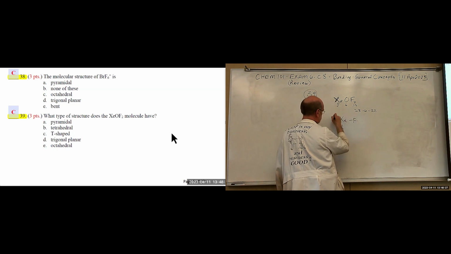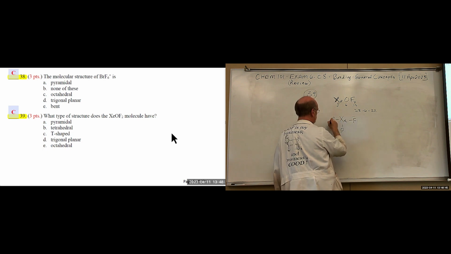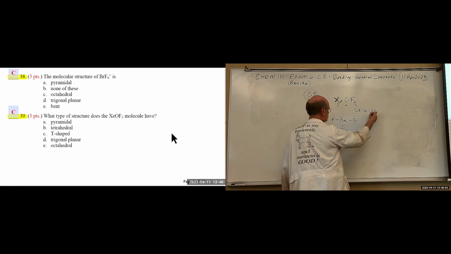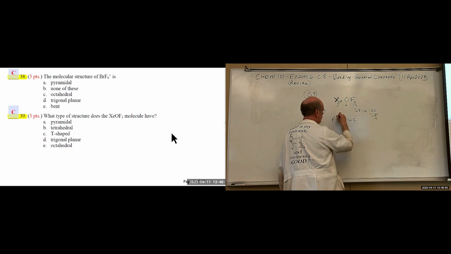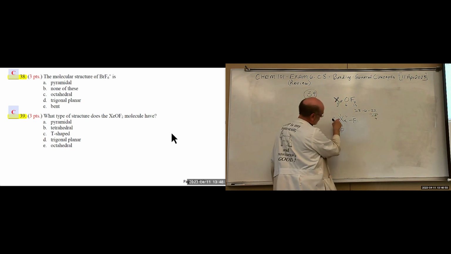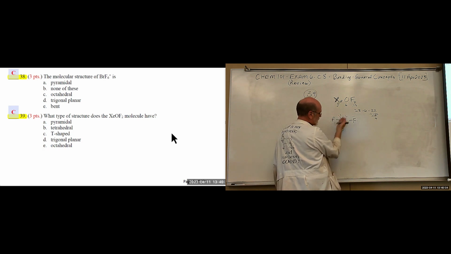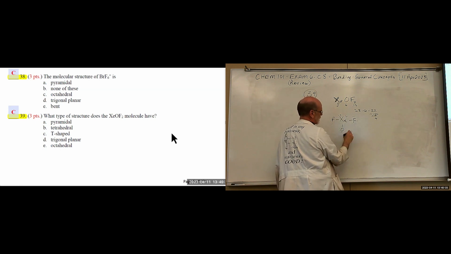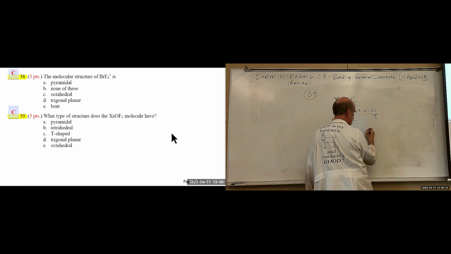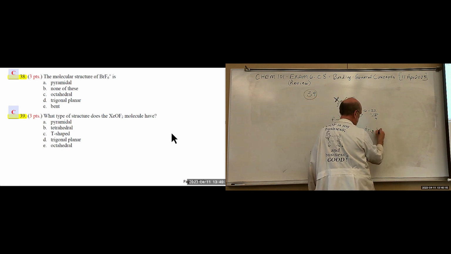Okay, so this has 1, 2, 3, 4. Let's see. Xenon exceeds the octet, and the rest of them are happy. So 1, 2, 3, 4, 5. So the electronic structure is 5, which is a trigonal bipyramid.